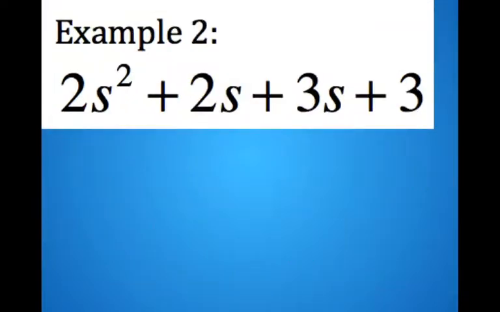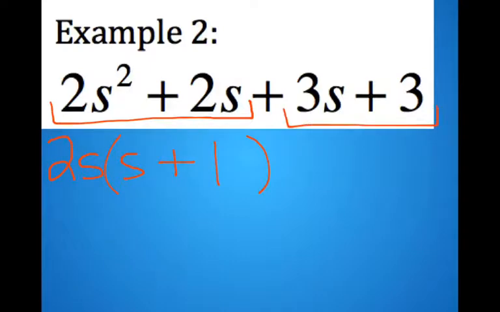Alright, example 2. You want to look to see again what the first 2 terms have in common. They have a 2 in common, and they have an s in common. So we factor that out, and then we see what's left. There would be an s left over plus 1. Then the last 2 terms have a 3 in common, so we take out a 3, and that leaves us with s plus 1. We notice that s plus 1 is in common with both of these terms, so we take out an s plus 1, put a set of parentheses, and then we have 2s plus 3, and that's it.